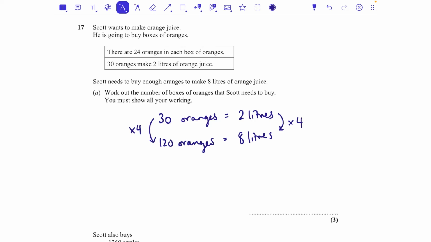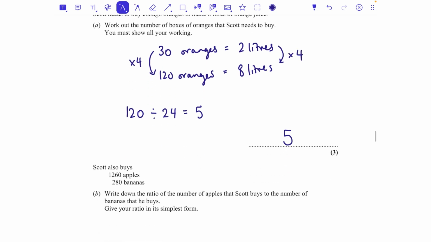How many boxes do we then need to buy? So if I need 120 oranges, and they come in boxes of 24, we're going to divide by 24 to find out how many boxes that is, and that is 5 exactly. So 5 boxes would be enough.